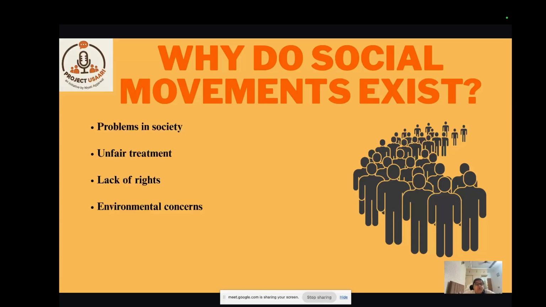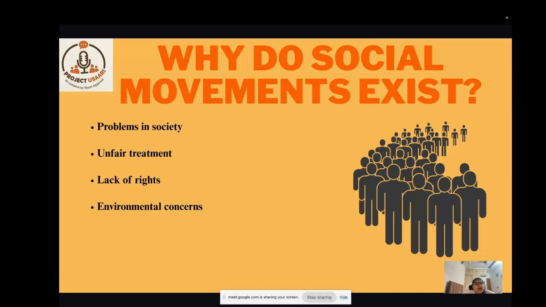Hence, it is very important that a certain movement exists so that they are able to voice their concerns. Secondly, unfair treatment. When certain groups of people are treated worse than others just because they have different identities, different backgrounds, or different beliefs, it is when a social movement comes into being and actually helps these people.